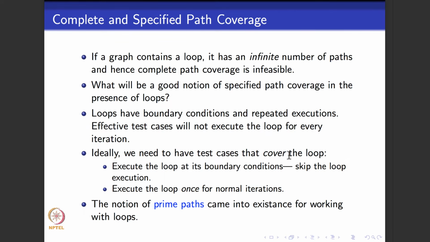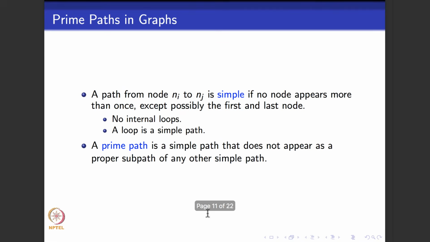So when we say we need a set of test cases that cover a loop, we are looking for the following kind of test cases. We execute the loop at its boundary conditions, which will involve skipping the loop also. And then we execute the loop maybe once or a few times for its normal operations, right? So the notion of prime paths and prime path coverage helps you to achieve this kind of execution for loops.